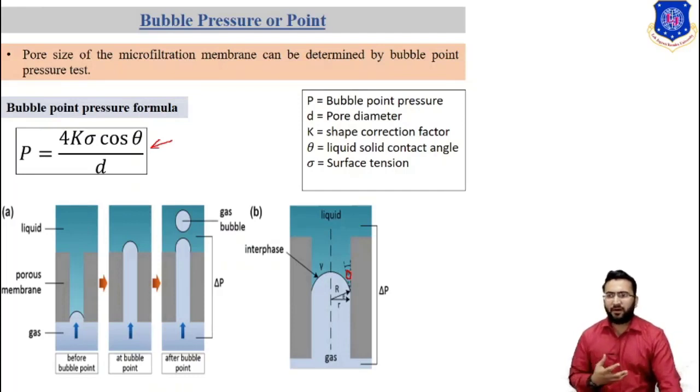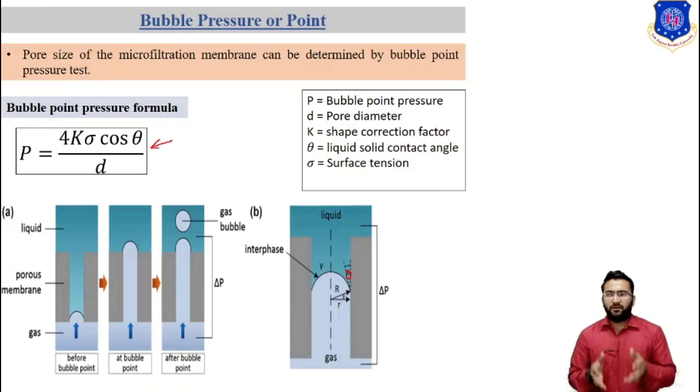The membrane or filter is filled with the wetting liquid and gas pressure is applied and increased. The differential pressure is necessary for the bubble of gas to displace the liquid filling the pore, using the pore diameter and the assumption of circular cylindrical pores.